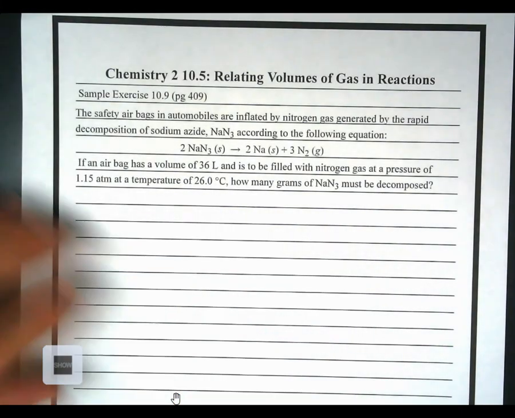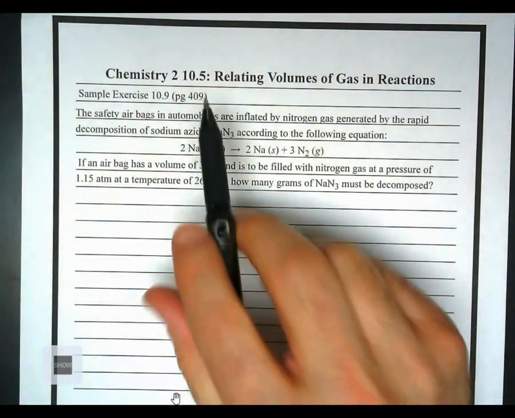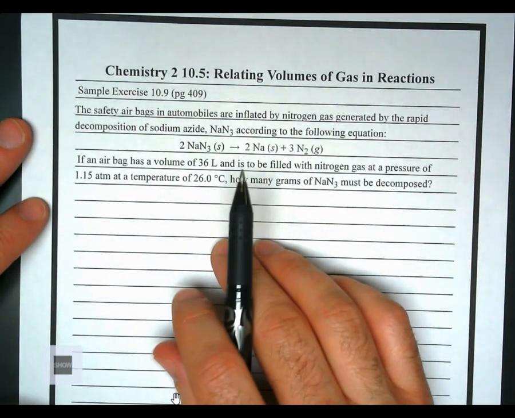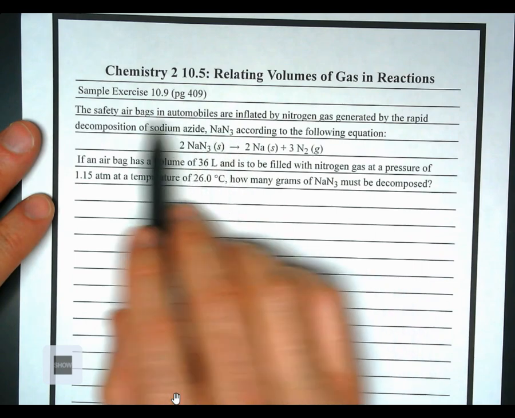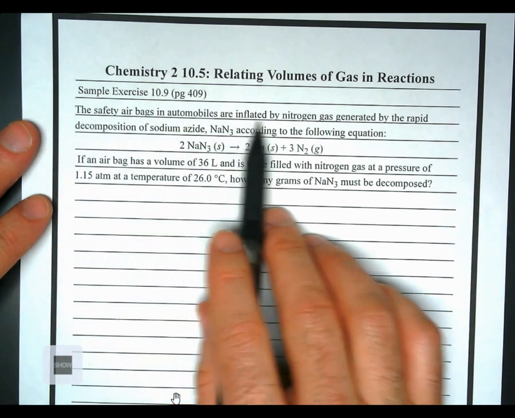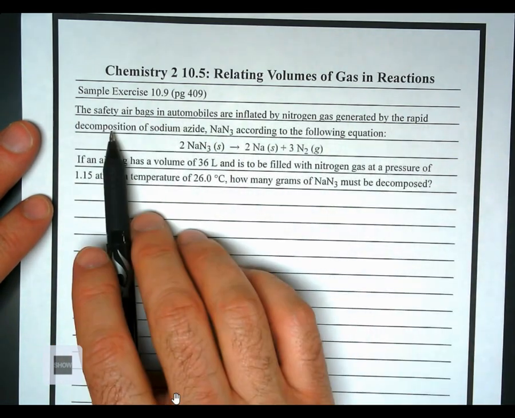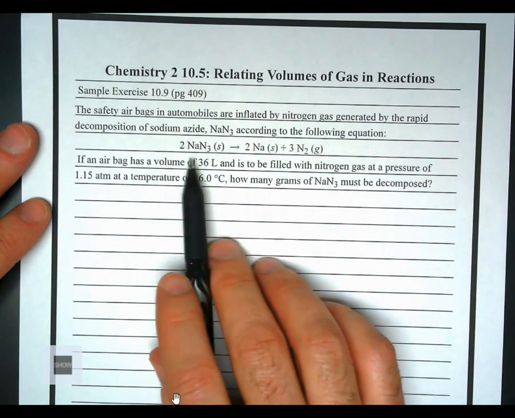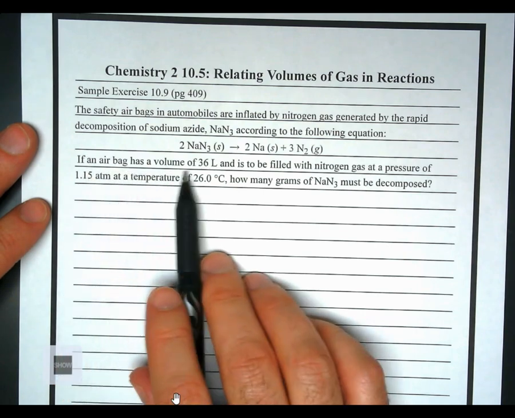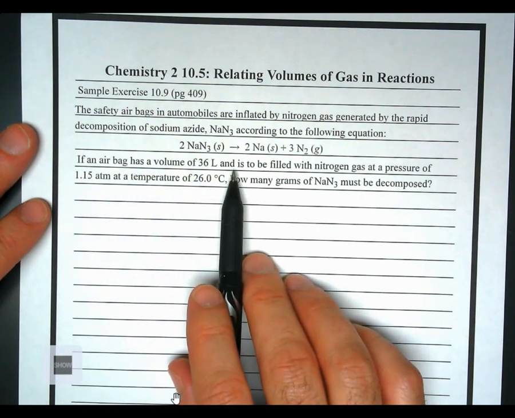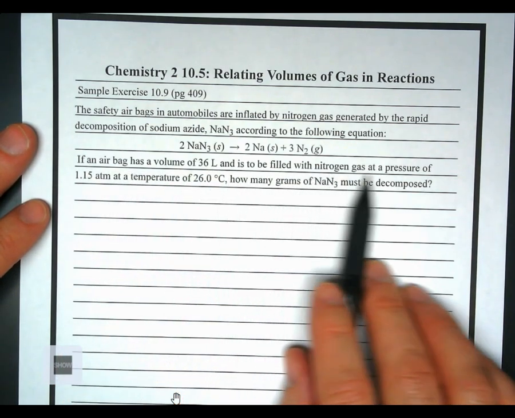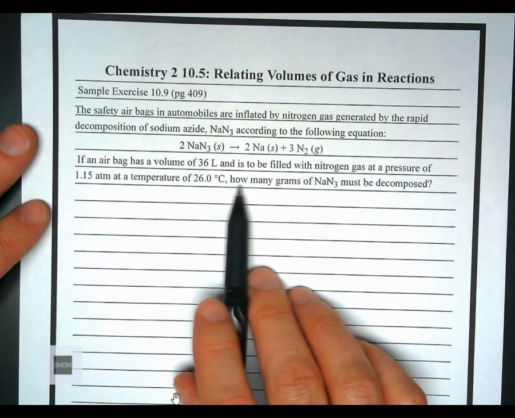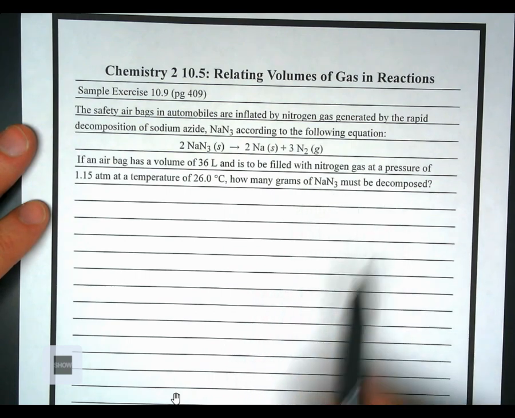So the third one here is sample exercise 10.9, page 409. This is relating volumes of gas and reactions. The safety airbags in automobiles are inflated by nitrogen gas generated by the rapid decomposition of sodium azide, NaN3, according to the following equation. And they give you the equation. If an airbag has a volume of 36 liters and is to be filled with nitrogen gas at a pressure of 1.15 atmospheres at a temperature of 26 degrees Celsius, how many grams of NaN3 must be decomposed?